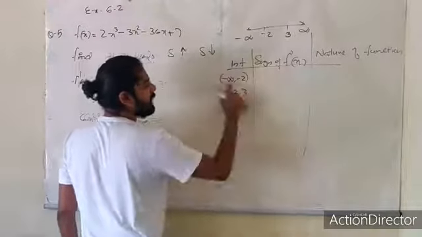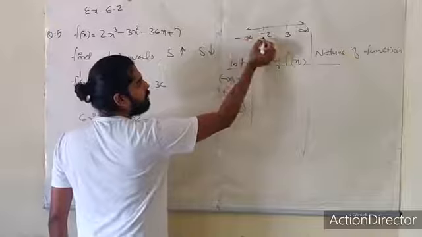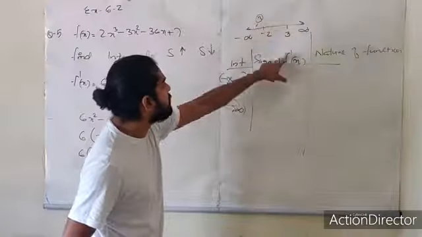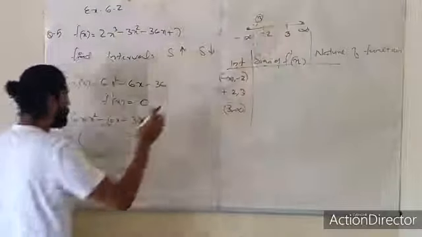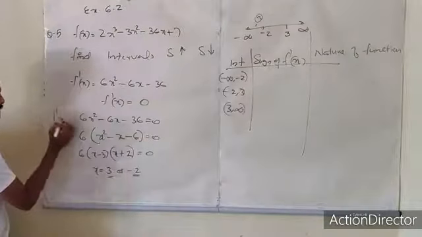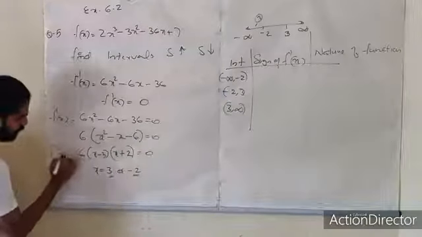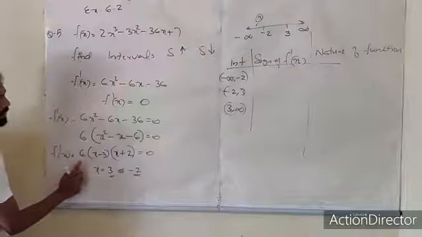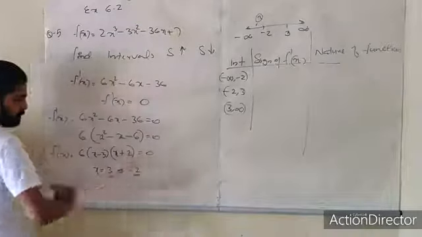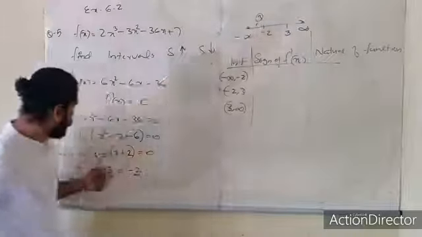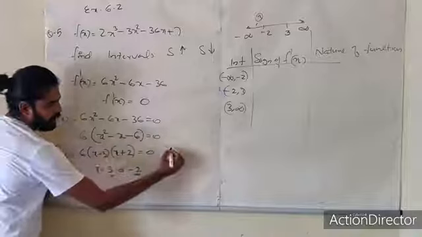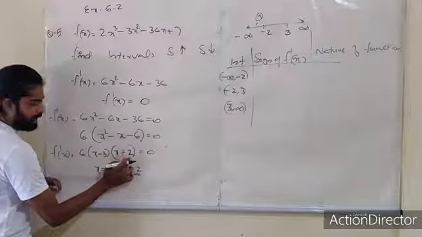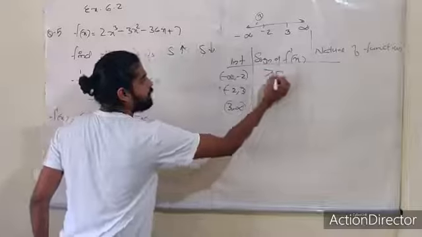Sign of f dash x. Let's take any value in the interval between negative infinity and negative 2. Let's take negative 3. We'll check the value of f dash x at negative 3. This is the derivative, and this is also the derivative, but this is more simplified, so it is easy to check the sign here. Let's substitute negative 3 over here. Negative 3 gives negative 6 here, and negative 3 plus 2 gives again negative. So negative into negative is positive, greater than 0.